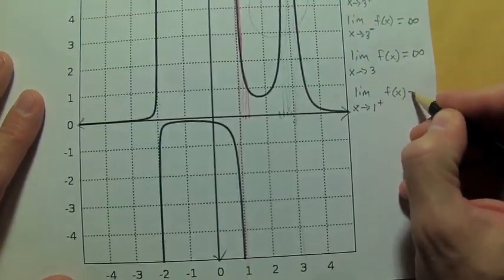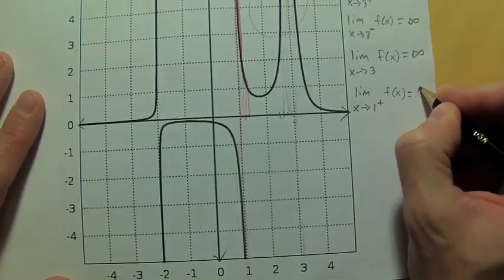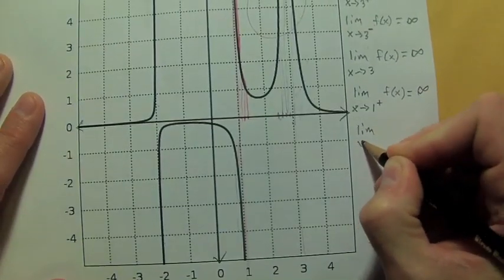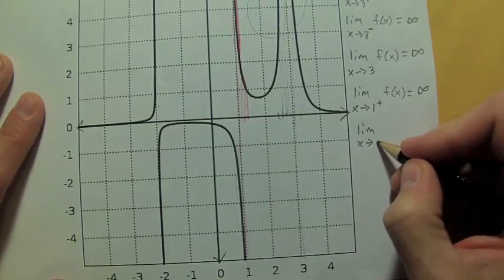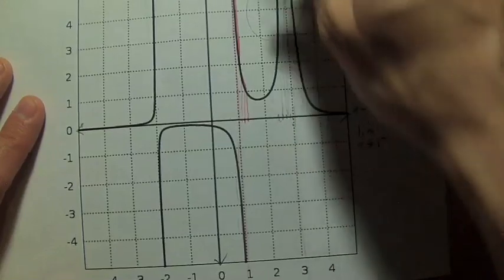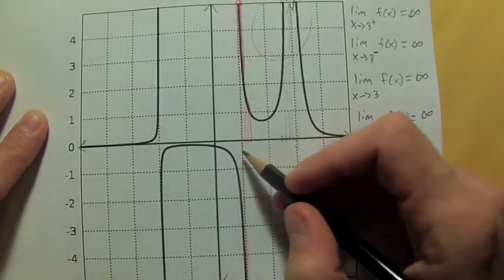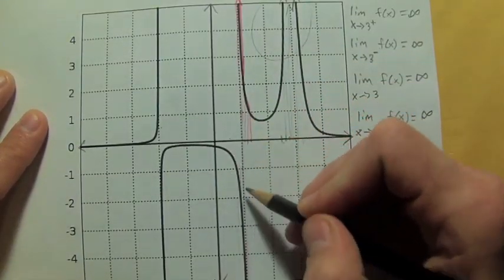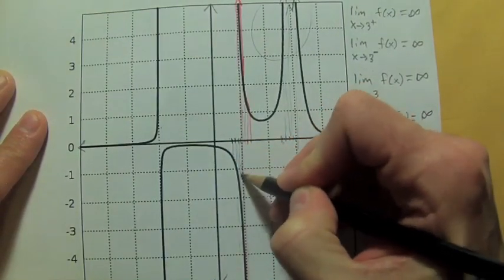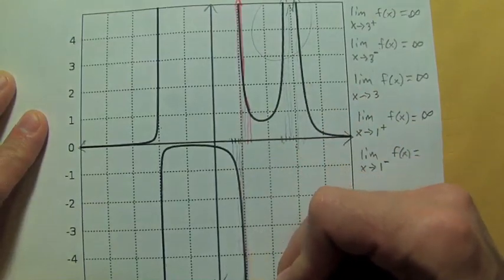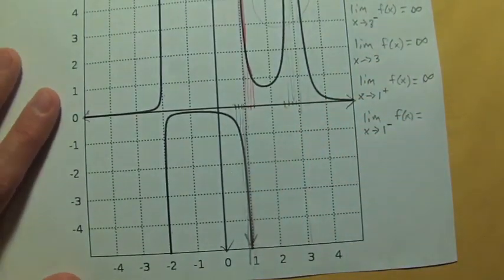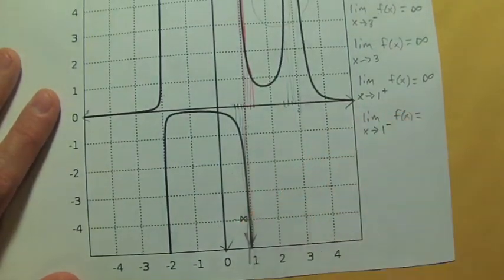So the limit as x goes to 1 from the right is positive infinity. On the other hand, the limit as x goes to 1 from the left, well, when we look at this side of 1, to the left of 1, each tick mark that gets closer and closer and closer is actually going down to negative infinity.